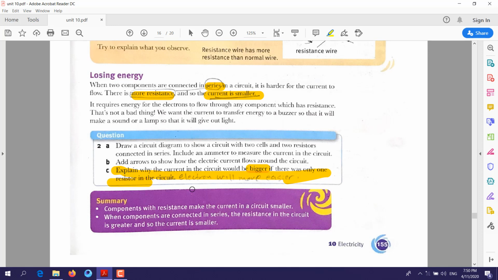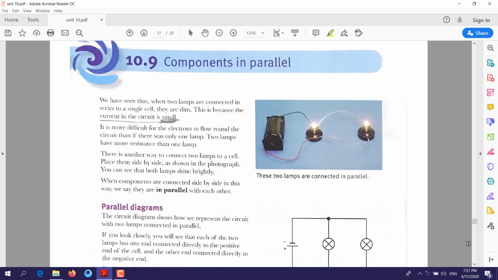Okay, the answer: because the electrons will move easier. As much as the resistance is less, that means the electric current will flow faster and it will be bigger.